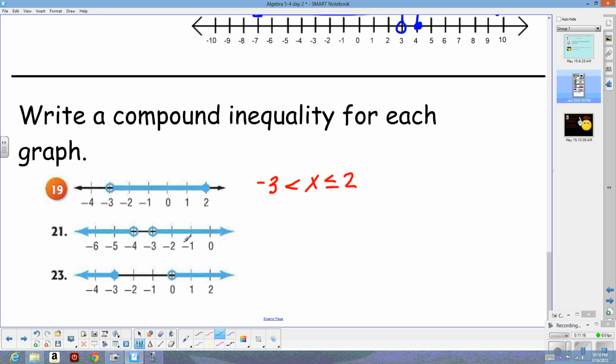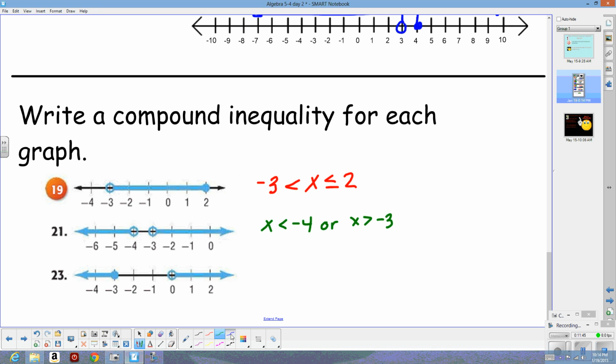Now for our next one, this is going to be an OR. The numbers can either be less than -4 or greater than -3. So we're going to say x is less than -4 or x is greater than -3. It doesn't include the -4 or the -3. That's why we chose these symbols.